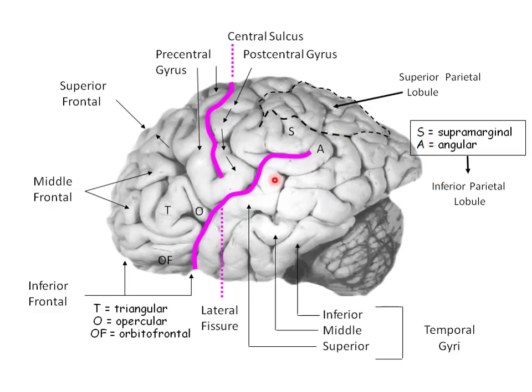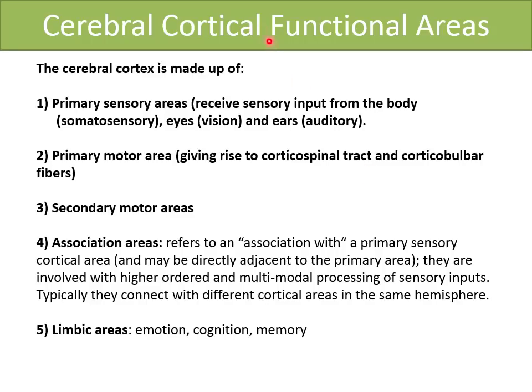As we come down to the temporal lobe, we see the superior temporal gyrus, the middle temporal gyrus, and the inferior temporal gyrus. The cerebral cortex has separate functional areas. Different parts of the brain do very different things.